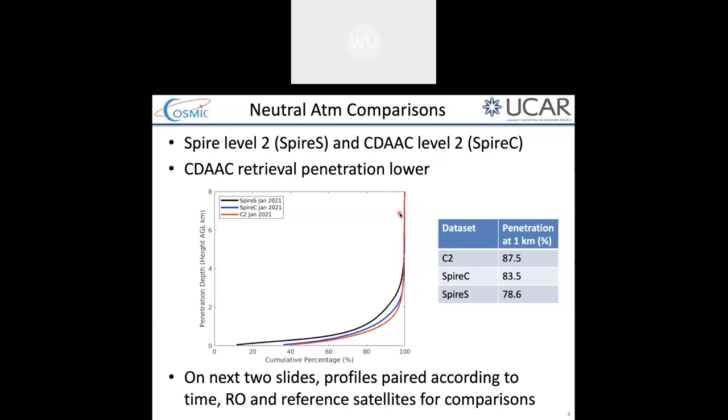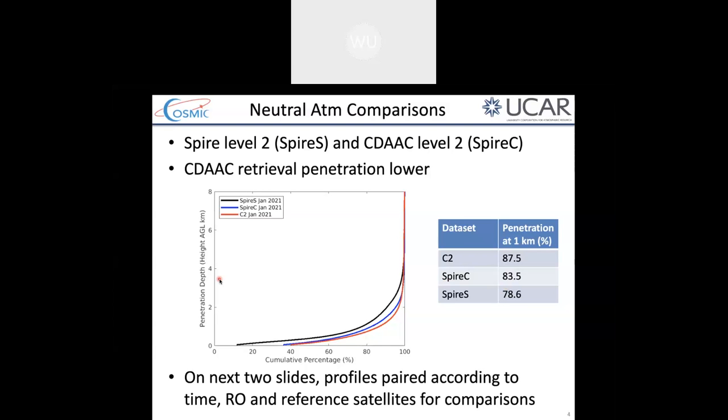And you can see that for COSMIC-2, about 87.5% of the profiles reach 1 kilometer. The CDAC processing is about 83.5, and a little bit lower, 78.5 or so, for Spire processed by Spire. The first two are handled consistently because they're both run through our system, and Spire is doing some things differently. We don't know the details, and so they get a little bit lower penetration out of the total number of profiles.